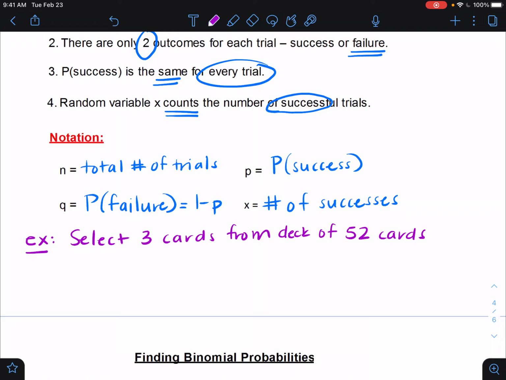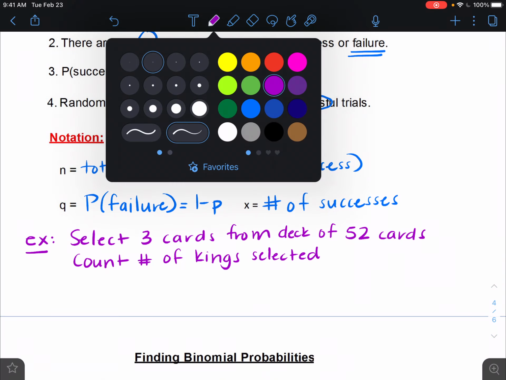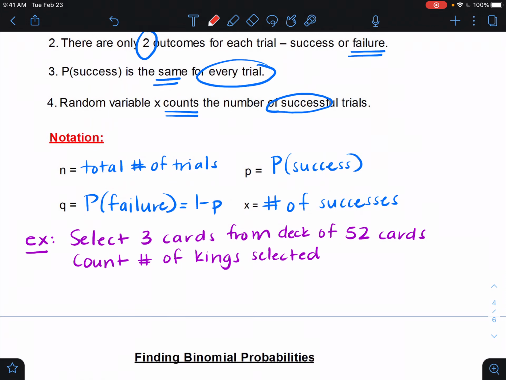All right, now what I'm interested in this experiment, my random variable x, I'm going to count the number of kings that are selected. So if I'm questioning, is this a binomial experiment, the first thing I'm going to do is define a success. A success is whatever I'm interested in counting. So a success would be when I select a card, I get a king.